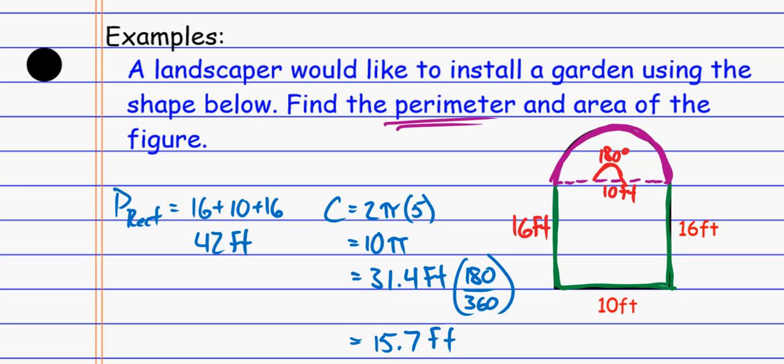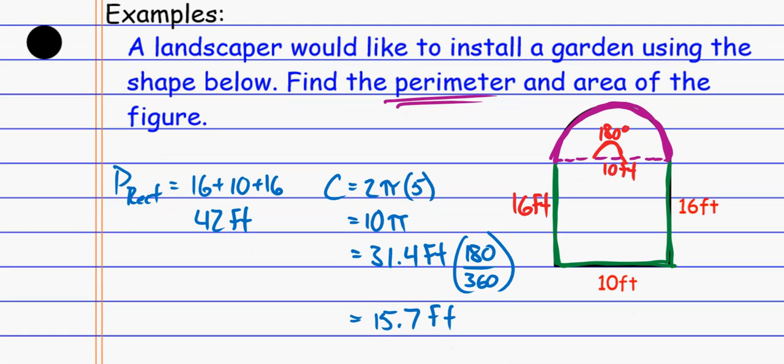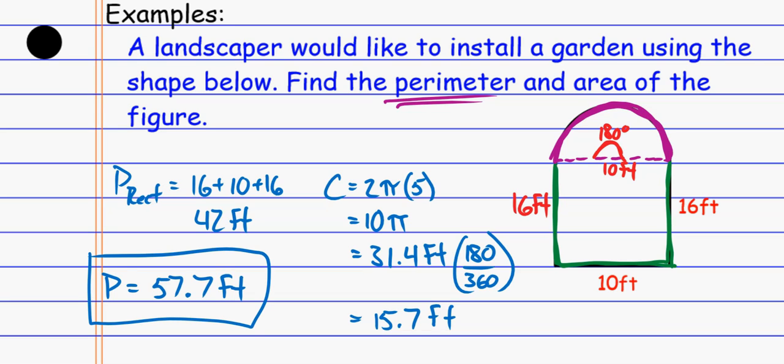And so as I start to look around this thing, that is that arc at the top. The pieces at the bottom all add up, so I do the 42 plus the 15.7, and I get a total of 57.7 feet. So that's the perimeter of this thing. The perimeter of the shape is 57.7 feet, and that's important because if we're building a garden, we probably want to put some landscaping around this thing, some edging, that kind of stuff. Well, this tells me how much of that I need to buy.